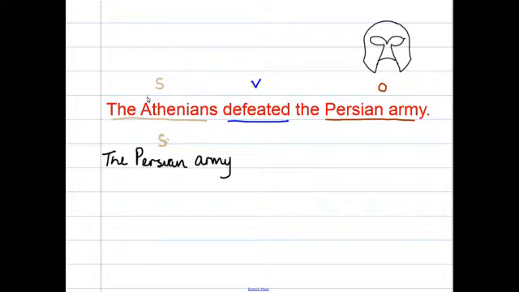Now we actually keep basically the same meaning between an active sentence and a passive sentence. They retain the same meaning. We just need to change things around a bit. So what we will be saying now is that the defeating was affecting the Persian army. So the Persian army, the subject now, is not actively doing anything, but it is being defeated. So we keep the same verb, but we need to add an extra verb in front of it, an auxiliary verb, if you will. And that auxiliary verb is always from the verb to be.